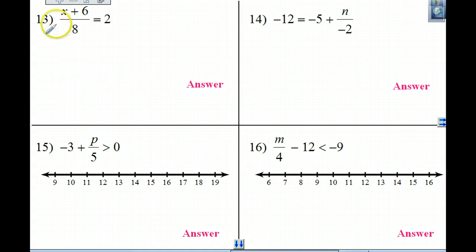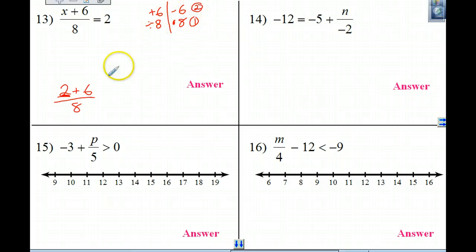Don't skip it. So if you plug in a number, 2 plus 6, I'm going to just pick 2 randomly, over 8. What would you have to do first? Add 6. And then you would divide by 8, right? So if you plug in a number, that's what you'd have to do. Notice how you had to add 6, then divide by 8. So for our problem to solve it, we're going to have to do the opposite of divide by 8 first, multiply by 8, and then you're going to have to subtract 6. Just like that.